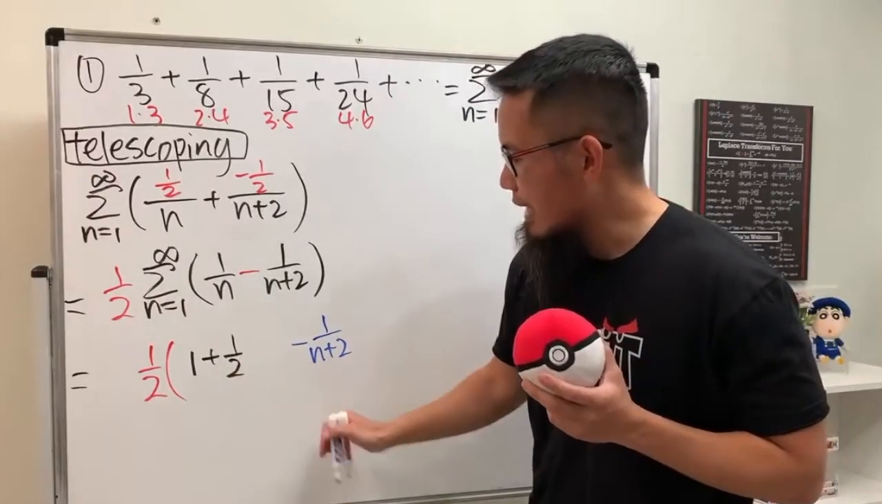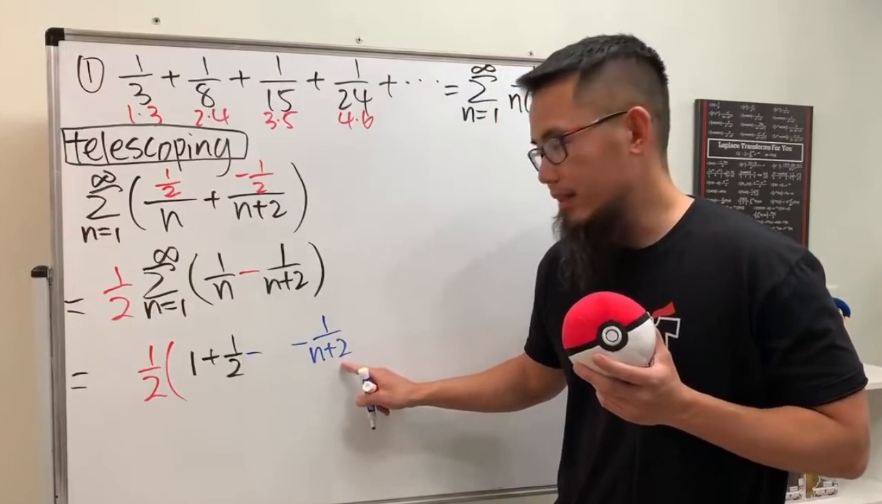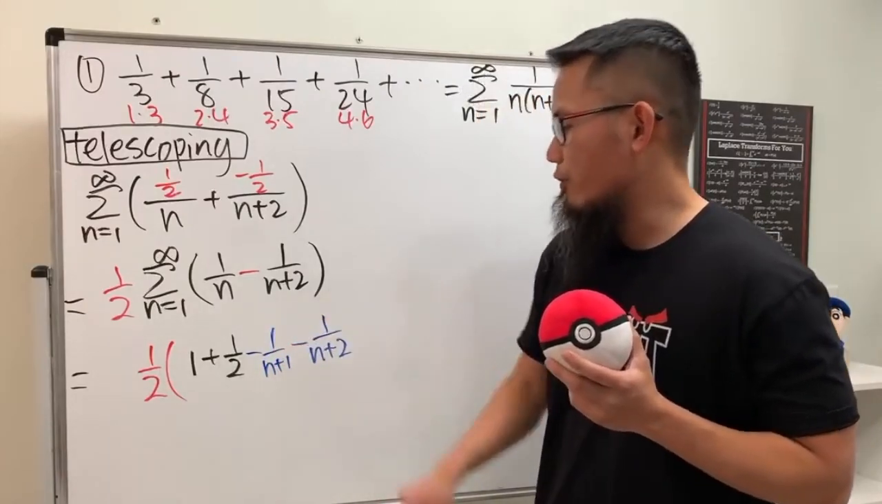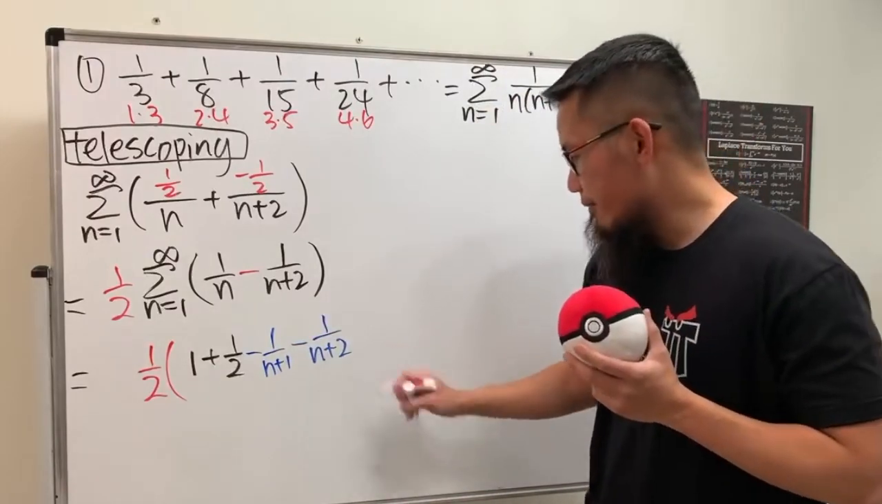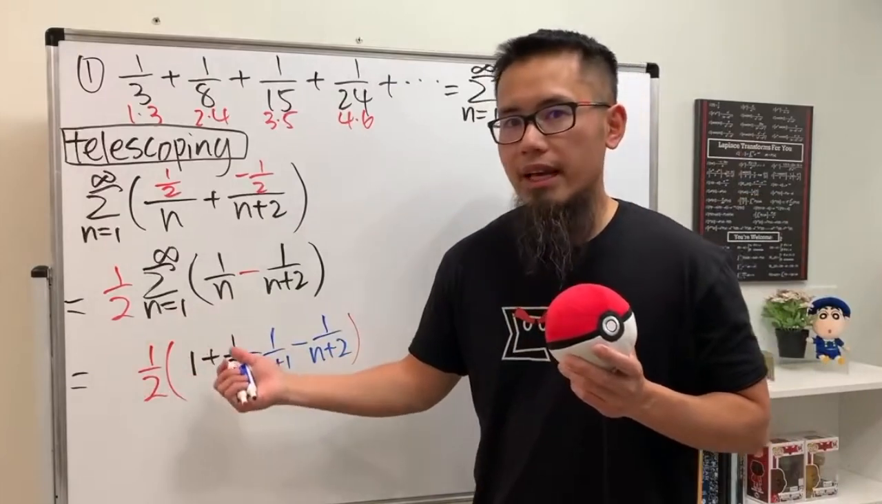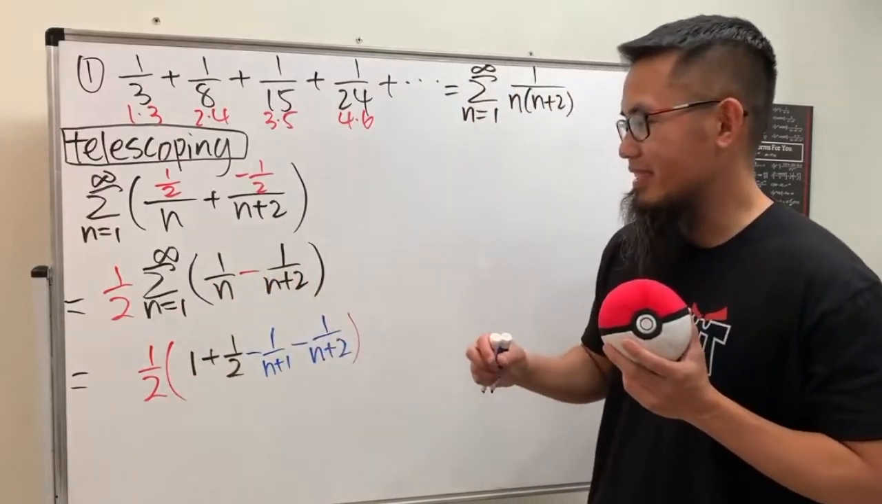The term before that is going to be still minus, and this is going to be 1 less than 2, which is going to be 1. So we have the 1 over n plus 1, just like that. This is how we get the nth partial sum when you have a telescoping series.